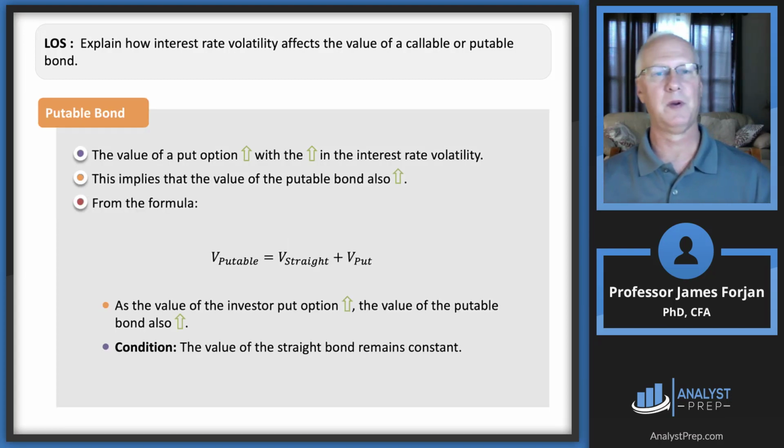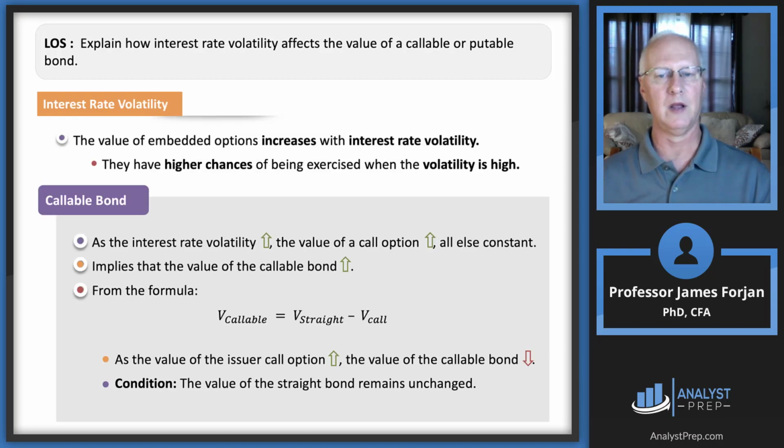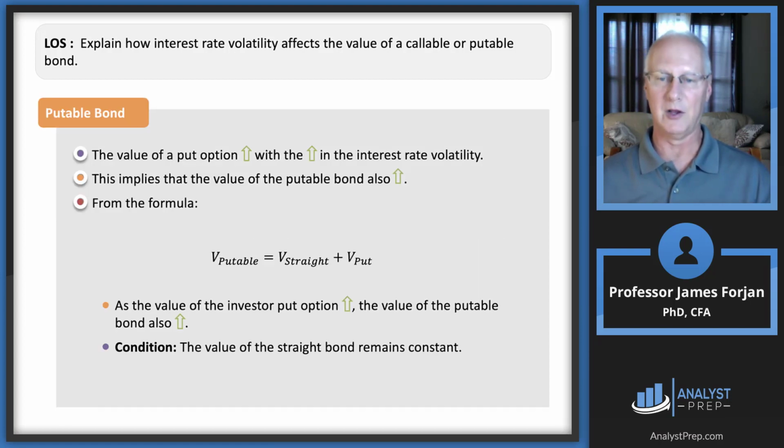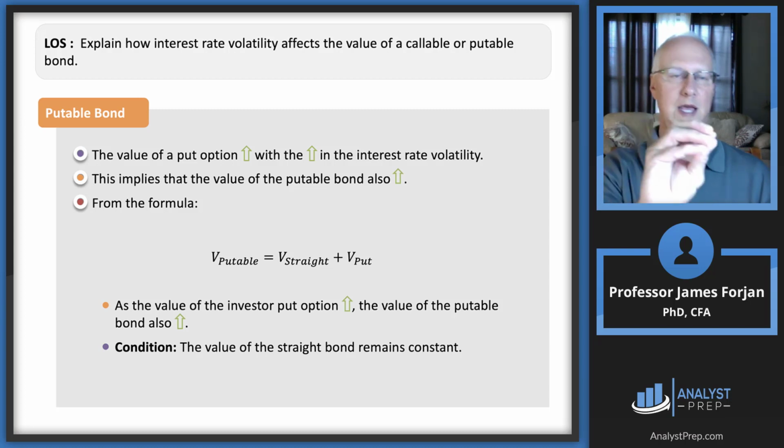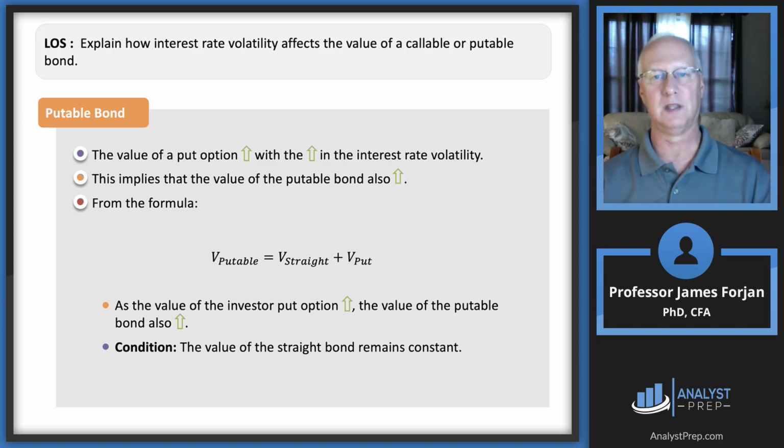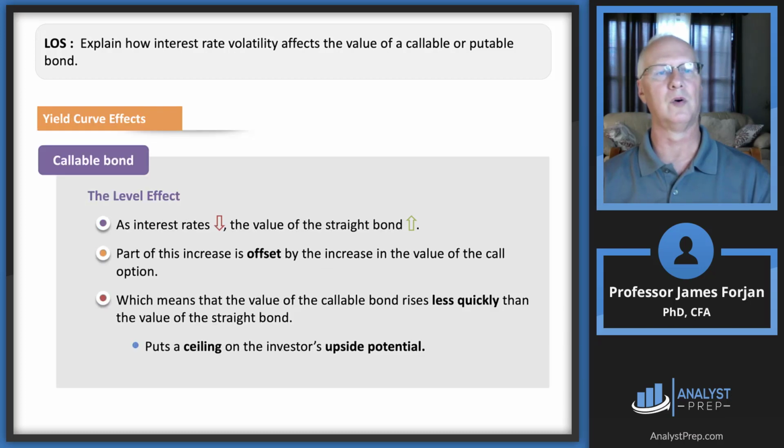Let's go ahead and do this with the put option. The value of the put option will increase with an increase in interest rate volatility, which implies the value of the putable bond also increases. Now, notice I didn't read this back in the last slide. Let me go back here. The value of the straight bond remains unchanged. For the callable, the value of the straight bond remains unchanged, as well as for the putable. So that's a pretty important assumption as you go through explaining how interest rate volatility affects the value of the callable or the putable bonds.